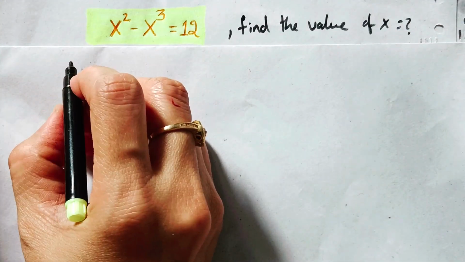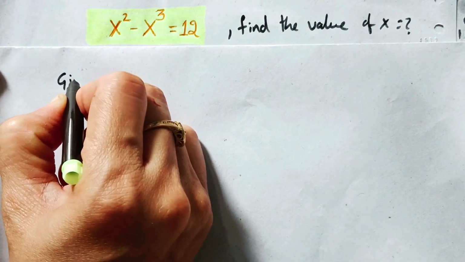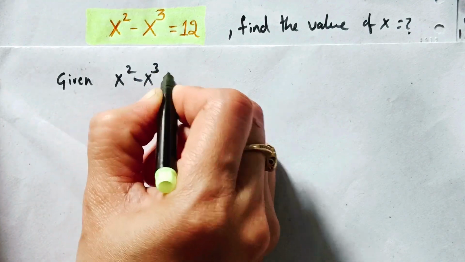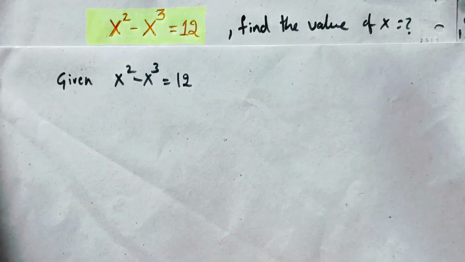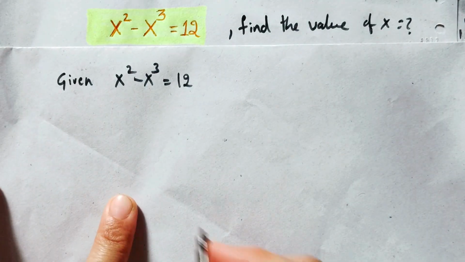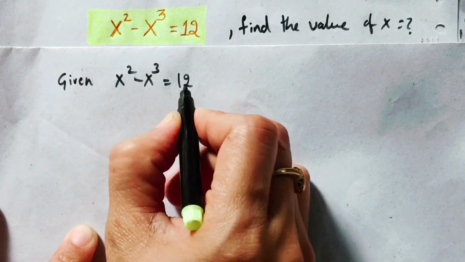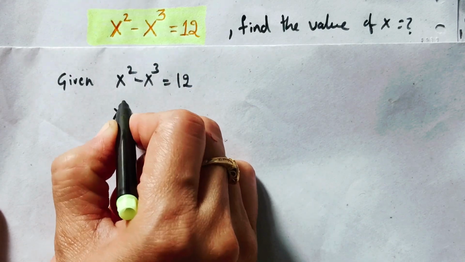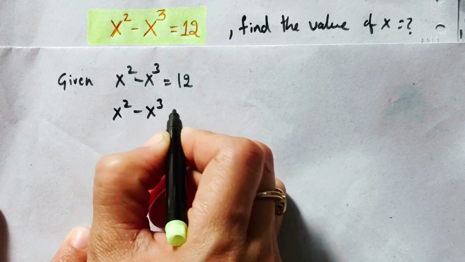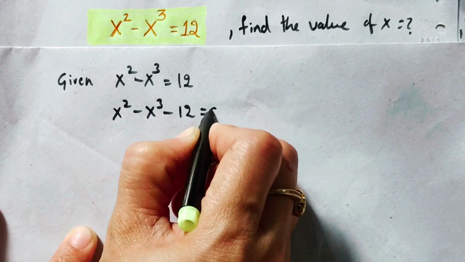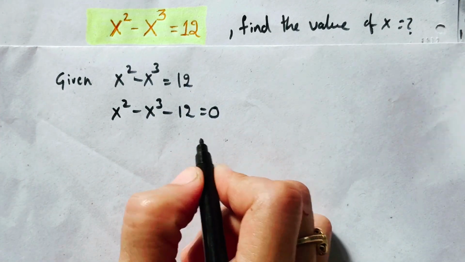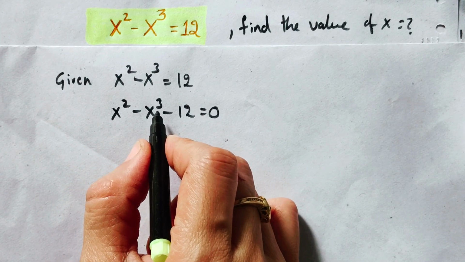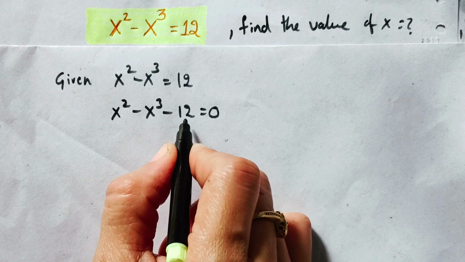Let's start. First of all, I'll write what is given. Given is x square minus x cube equal to 12. Next, I'll take this constant to the left hand side. Then it becomes x square minus x cube minus 12 equal to 0. Just look at this equation. Here the highest power is x cube, then x square, and only the constant is there.